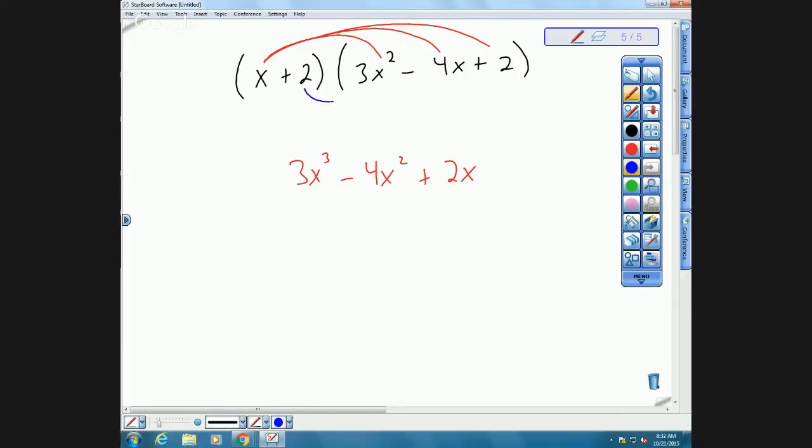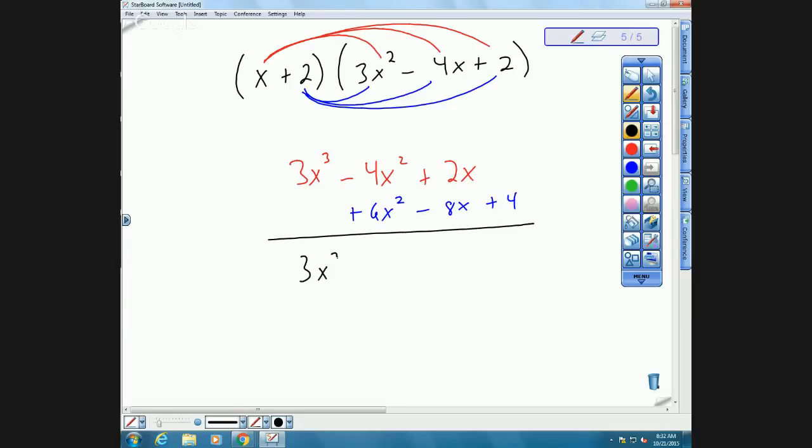So now to make sure, I got to take this 2 times all of these. So 2 times 3x squared would be 6x squared. So I'm going to write that in the x squared column. 2 times negative 4x would be negative 8x. And 2 times 2 would be 4. And then I could combine these. Plus 2x squared, 2 minus 8 would be negative 6.